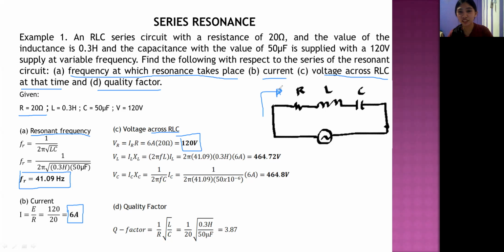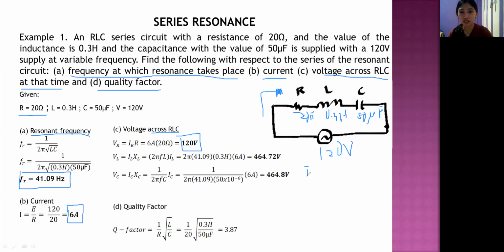Since it is a series connection, I have not considered here the schematic diagram of the circuit. So 120 volts, 20 ohm, 0.3 Henry, and 50 microfarad. As you can see, it is in a series connection. So simply the voltage, I mean the current.